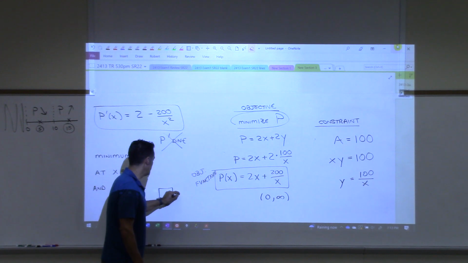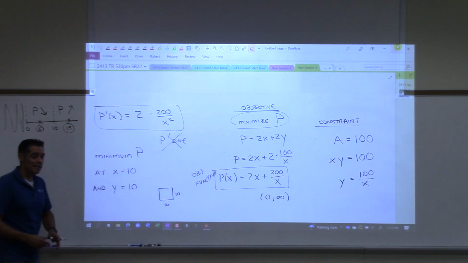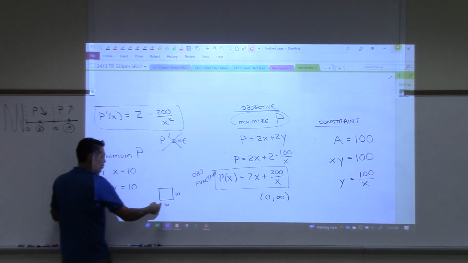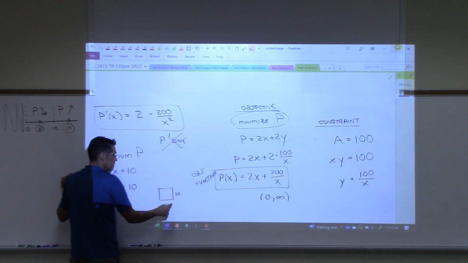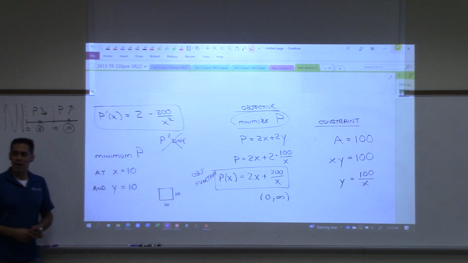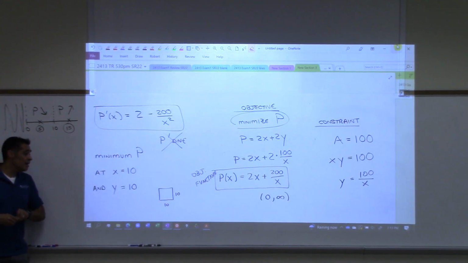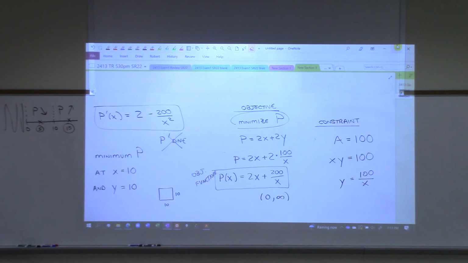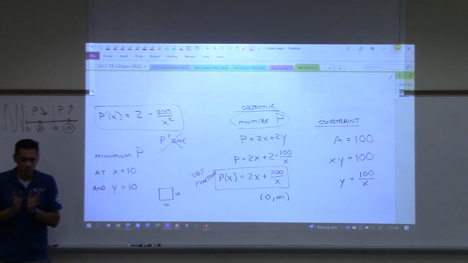10 by 10. You build me a 10 by 10 square, it will have an area of 100, and you will have used the least amount of material to make the outside. You will have a perimeter of 40: 10, 20, 30, 40. There's no other way to build a rectangle with an area of 100 with a smaller perimeter. That's the best. Understand? These are basic problems because I wanted you to see the difference between closed interval and open interval and how you have to attack it differently.